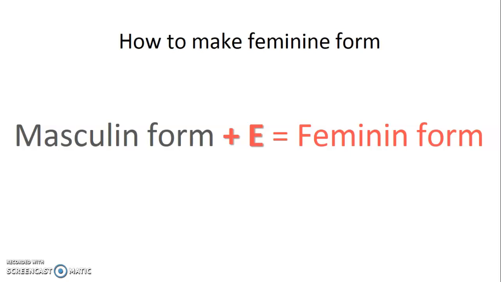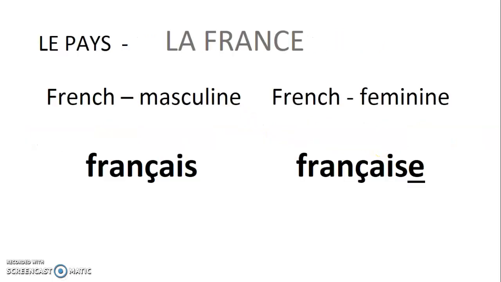Now let's take a look at how you make a feminine form in French. There is a simple equation. You take the masculine form of the adjective, you add an E, and then you get a feminine form. So let's take a look at an example. For the country France, la France, French is français, and French for feminine is française. So you add an extra E, but there is also a change in pronunciation.